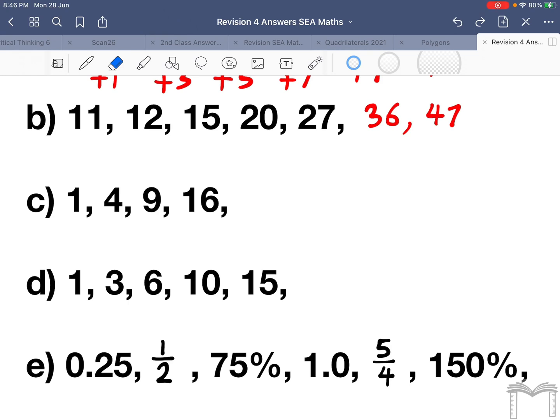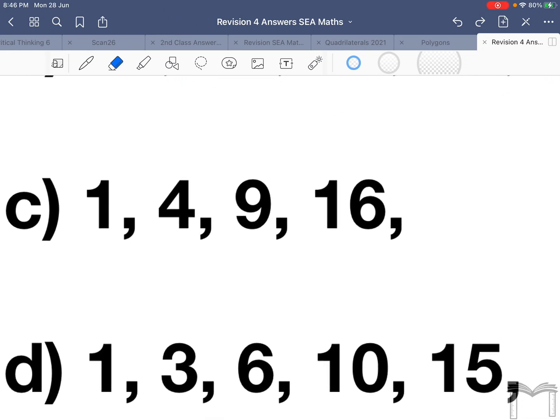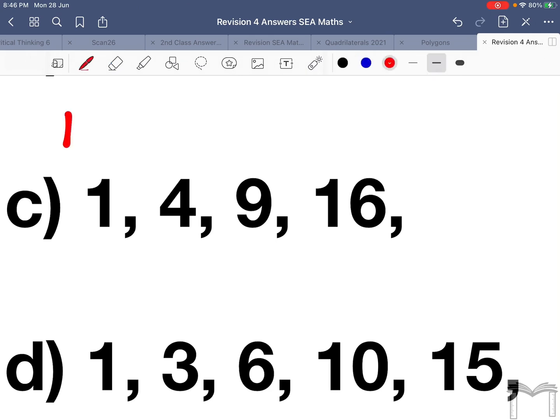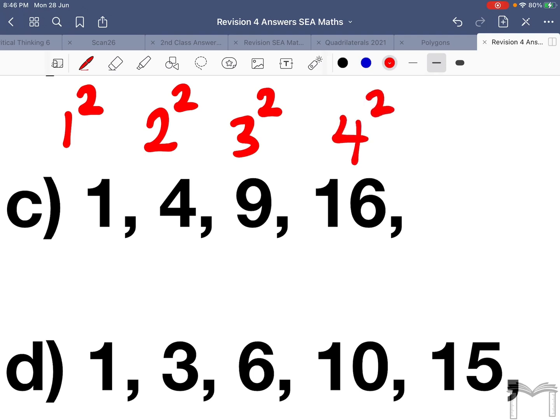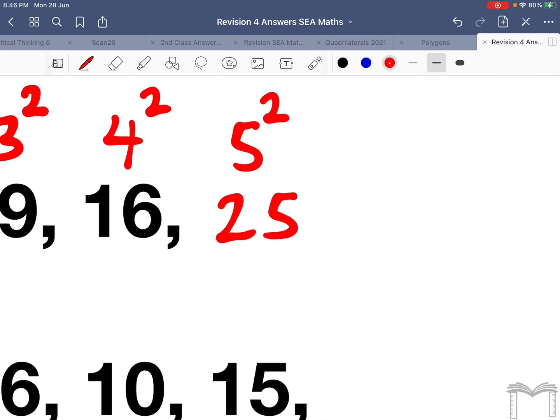Next we have 1, 4, 9, 16. So many of you will recognize that these are squared numbers. 1 squared, or 1 times 1 is 1. 2 squared, or 2 times 2 is 4. 3 squared, 3 times 3 is 9. 4 times 4 is 16. So next we will have 5 squared, which is 25, and then 6 squared, which is 36.